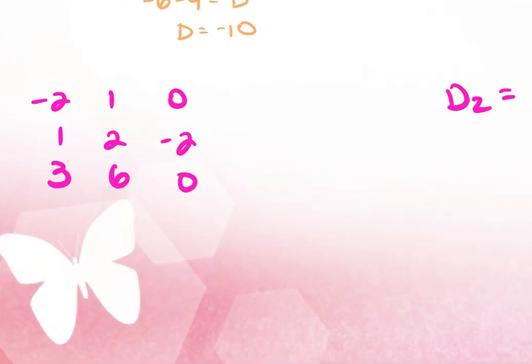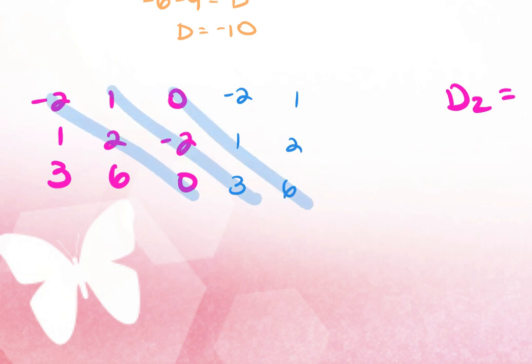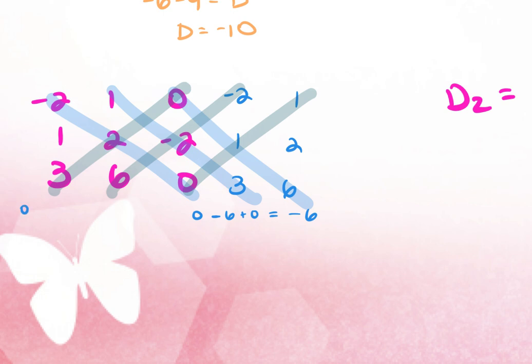Now go to D of y. Negative 2, 1, 3, 1, 2, 6. Again, multiply down the diagonals this way. 0 minus 6 plus 0, negative 6. Multiply down the diagonals this way. 0 plus 24 plus 0. Negative 6 minus 24, negative 30.